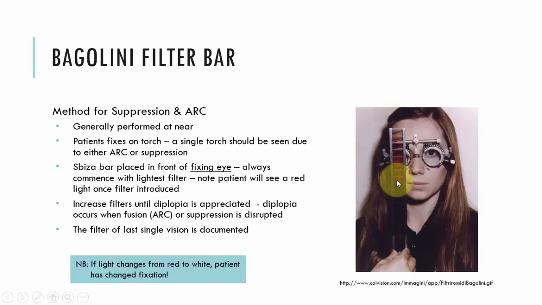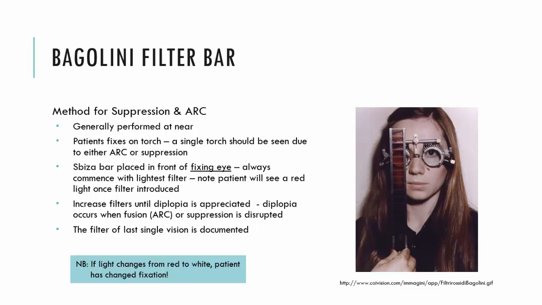Now, to perform this test, what we do is we introduce the filter bar in front of the fixing eye. So in this particular example, the right eye would be the fixing eye, and the left eye would be the eye with suppression scotoma or with the ARC. And before we commence, we would shine a light in front of the patient. There would be a single torch because either it's being fused through ARC or because the patient is suppressing, in this example, from the left eye.